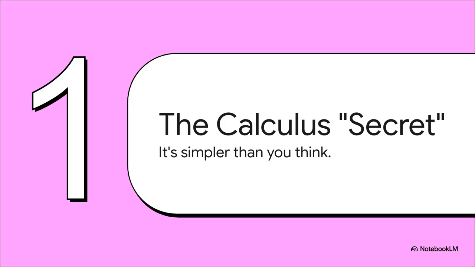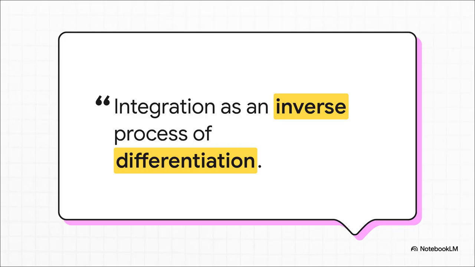And that brings us to the big idea for today. Forget that long list of new rules for a second. There is one single powerful concept that unlocks basically everything you need to know about integration. And the best part? It's been hiding in plain sight this whole time. This is it. This is the secret. Integration is just differentiation backward. That's the whole idea. Think of differentiation as doing something, and integration as just hitting the undo button. It's all about working backward from an answer to figure out what the original question must have been.